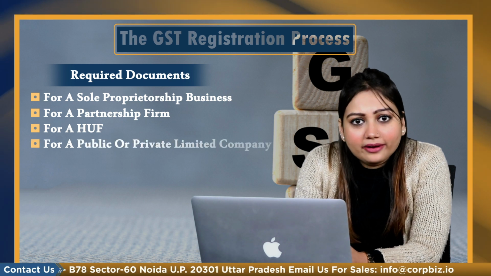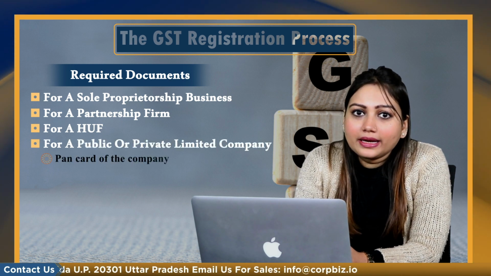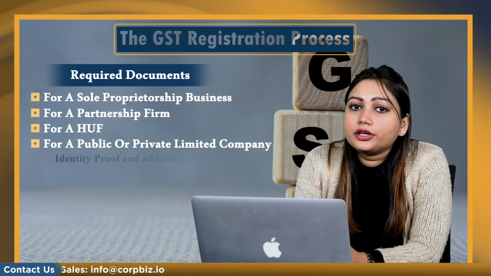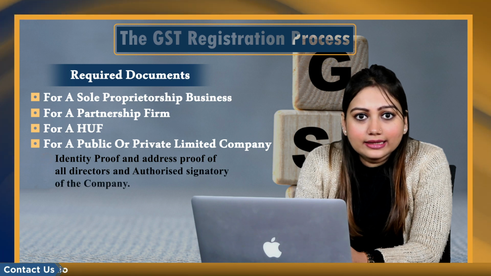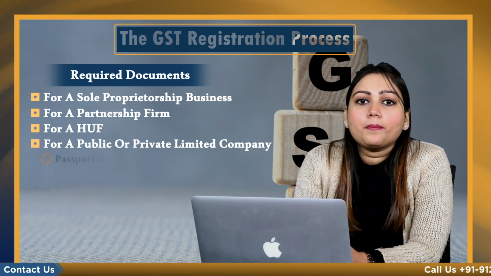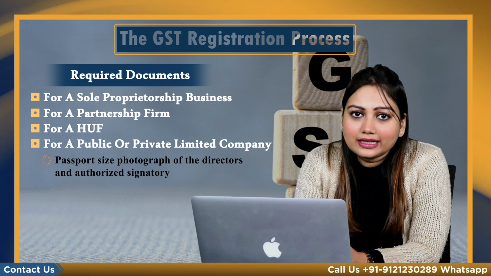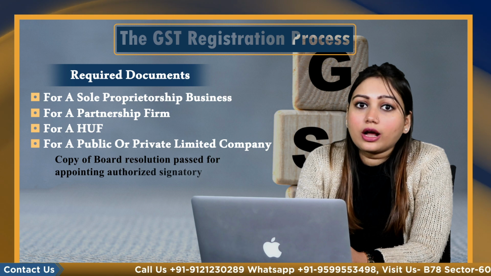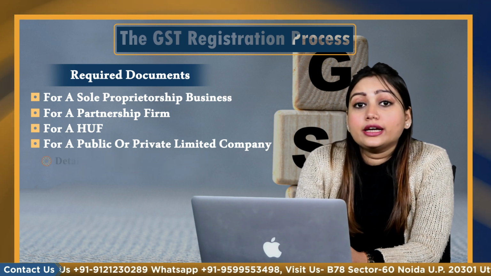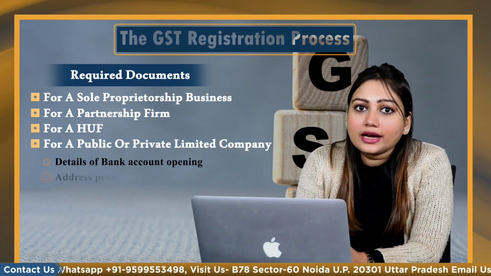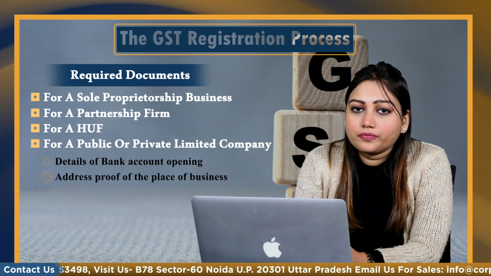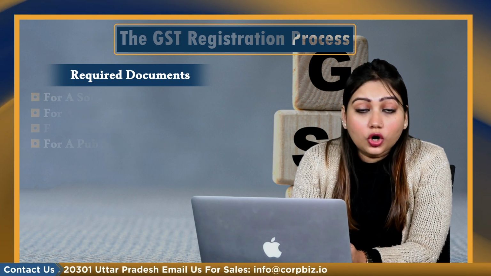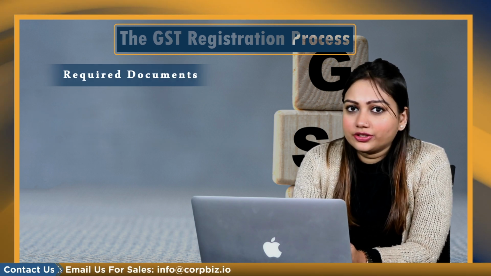For a public or a private limited company, the PAN card of the company, certificate of incorporation, MOA, AOA of the company, identity proof and address proof of all the directors and authorized signatory of the company, passport size photographs of all the directors and authorized signatories, as well as a copy of the board resolution passed for appointment of the authorized signatory, details of bank account opening and address of the principal place of business would be required in this case. So that was all about the documentation requirements in case of GST registration.